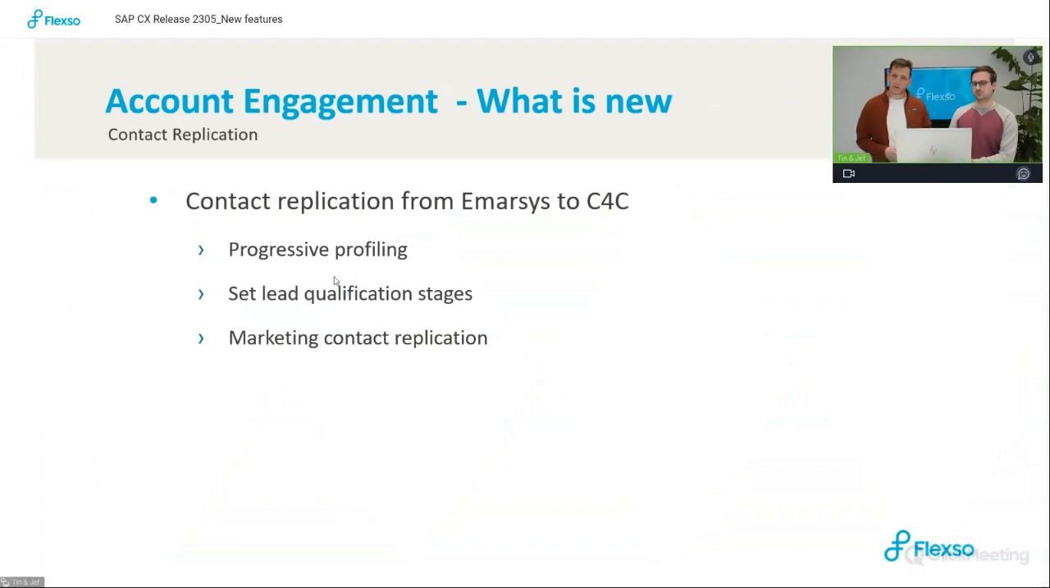Where's the big change now? The change is that the contact replication no longer is in one direction. So now it is in two directions, meaning that also Emarsys can feed your Sales Cloud systems and your sales reps with new information on new contacts. How do they do this? They use a concept called progressive profiling, which basically means that you will build up your profile until you know enough information about the contact, and then they use lead qualification stages to replicate the data to Sales Cloud.